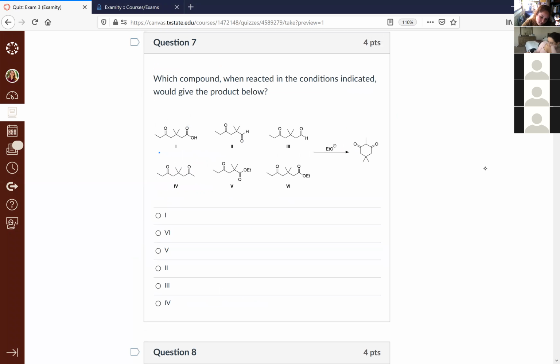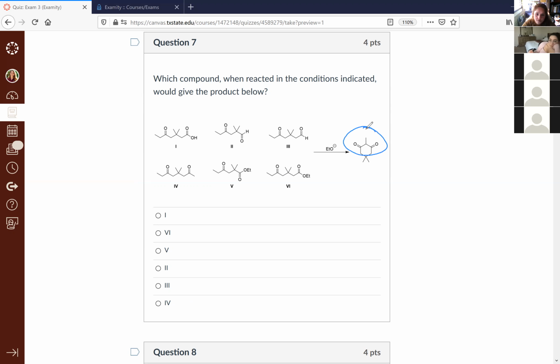Okay, which compound when reacted in the conditions indicated would give the product below? So this is a very classic type of Orgo 2 question. You're given a product and you have to figure out which of the reactants would actually be able to give you that. So the first thing that you should do with this is look at this compound. It's a diketone. They are beta to each other. So this is a beta keto ketone, essentially.